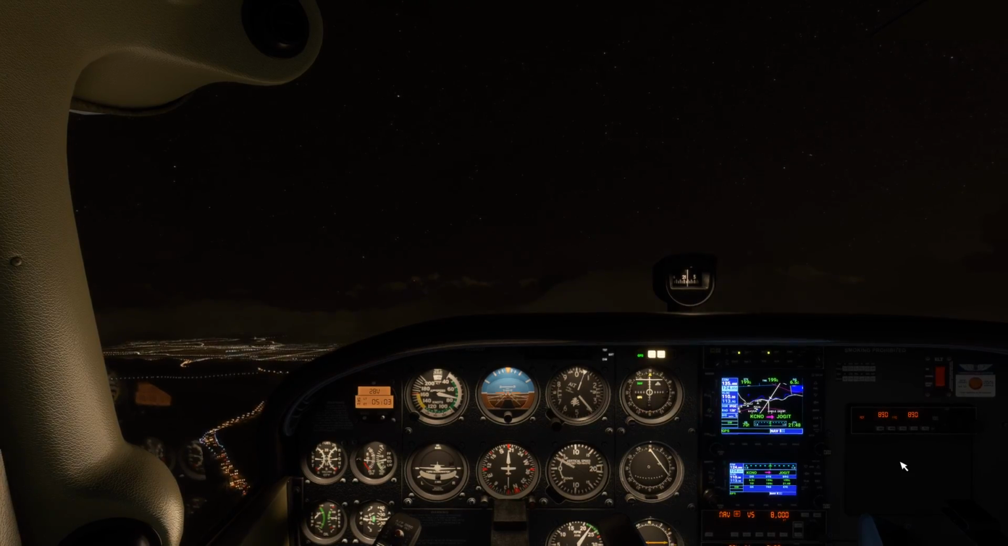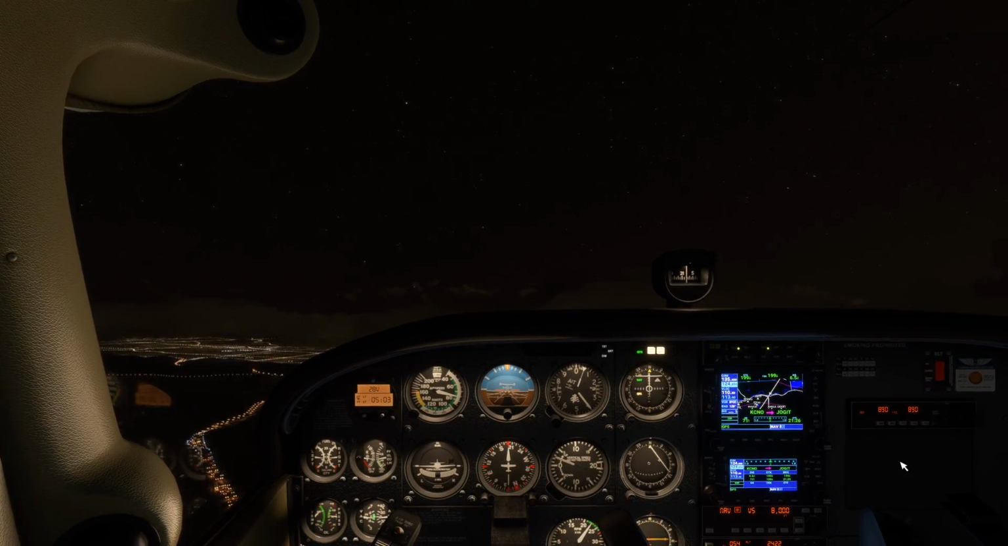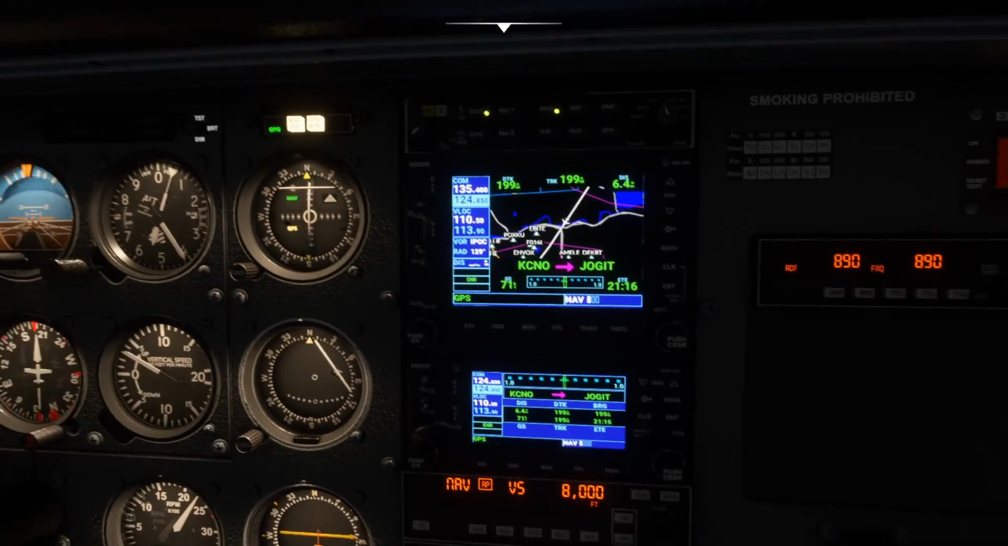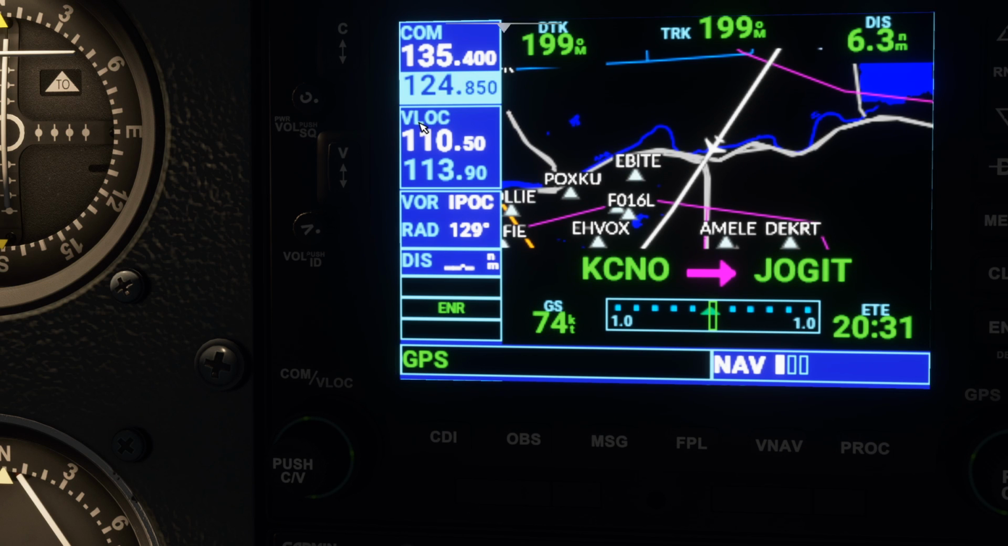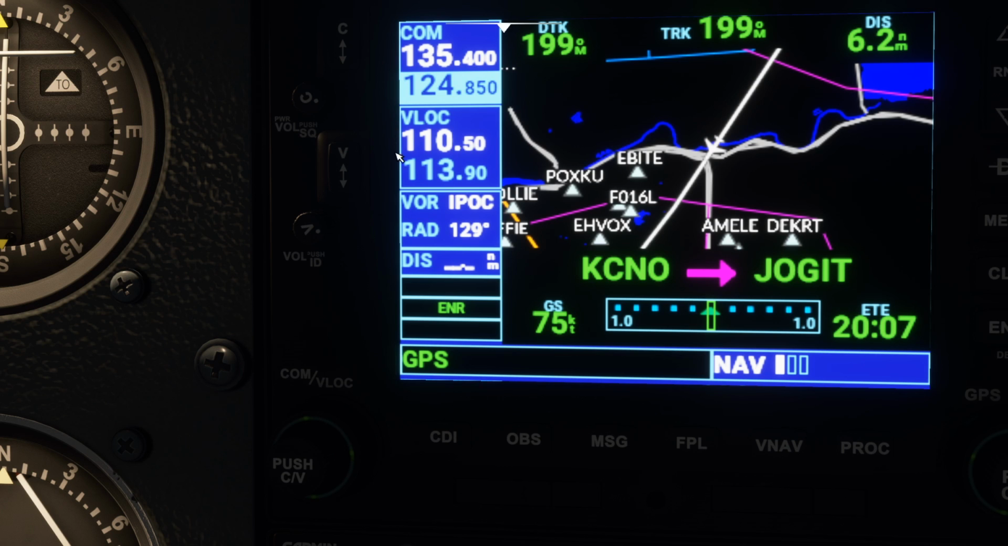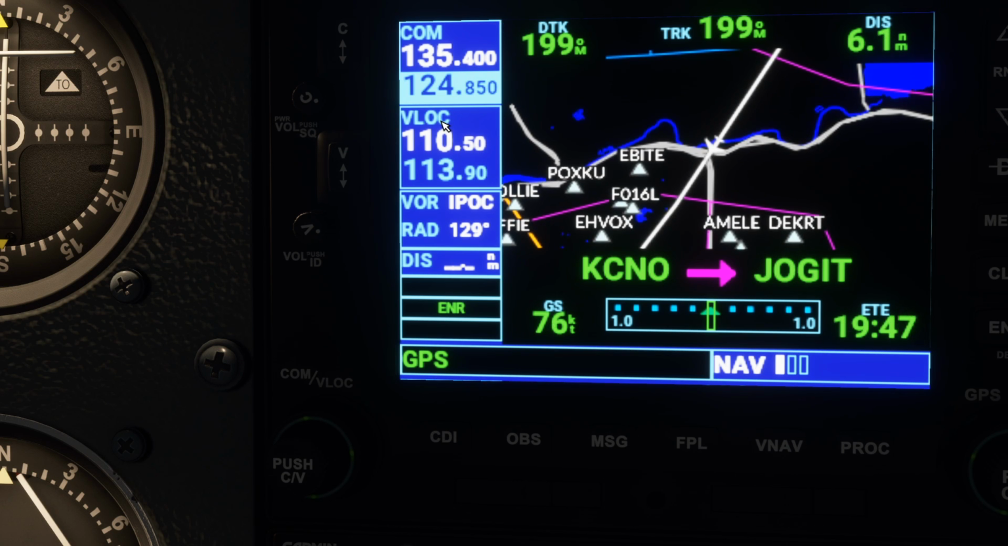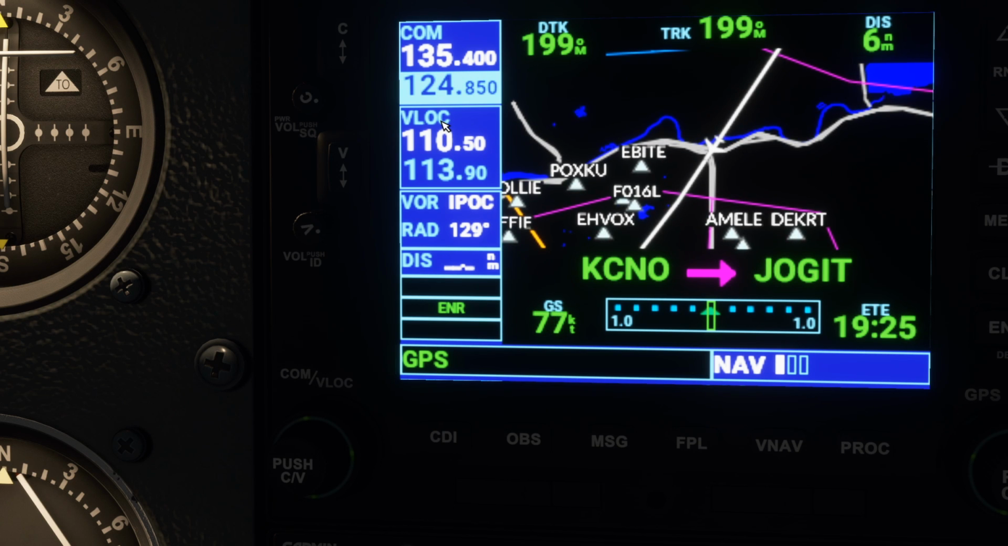So what we're going to do now is prepare for our approach. And since we're using the ILS approach, what I'm going to do is tune our VLOC, this is our navigation radio frequency, VOR or localizer frequency. And we're going to tune the active frequency to the ILS localizer frequency. And we're going to just go ahead and tune it now because it's the only one that we're using during our flight.